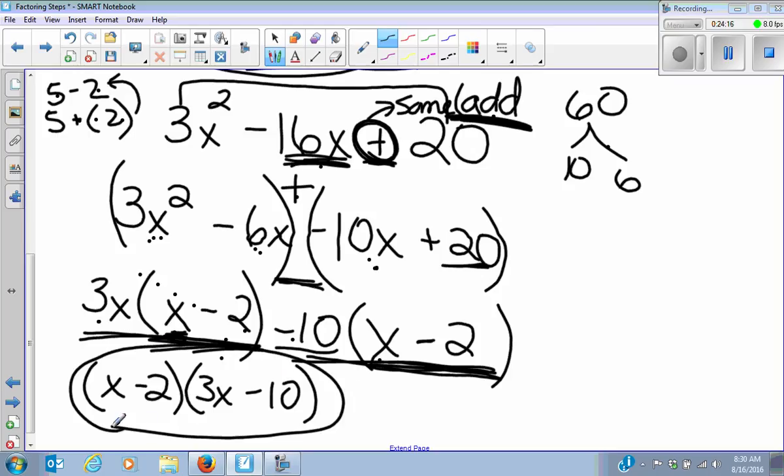And again, like he asked, if you FOILed this out, you would get right back here because all of this is equivalent. That's all we're doing in math. Changing values, not changing values, changing the way things look. That's it.